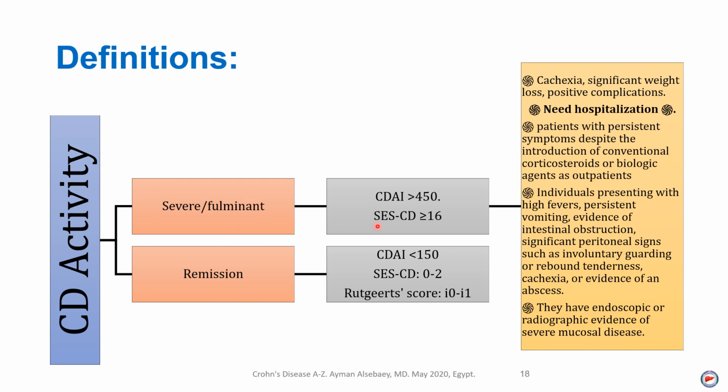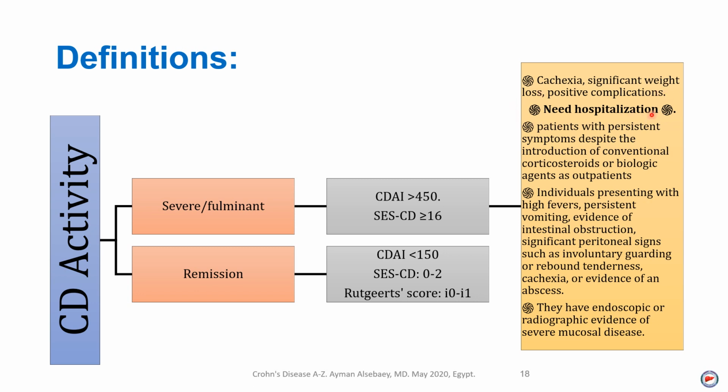In severe disease, your CDAI will be more than 450. The simple endoscopic score SES will be more than 16. For fulminant, they have given a good description. These patients have cachexia, significant weight loss, and complications, and they may need urgent hospitalization.